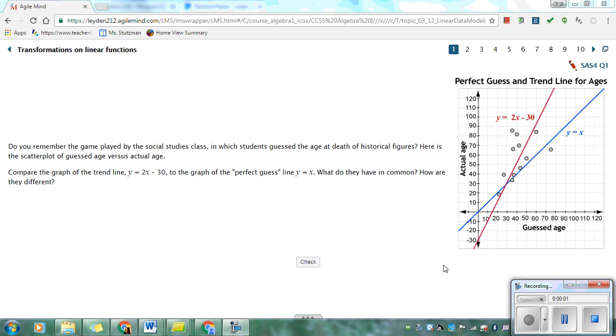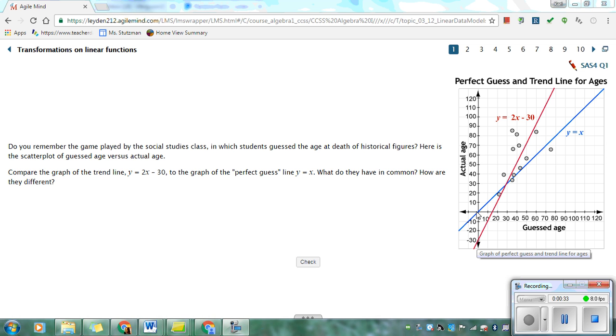Creating linear models for data, exploring transformations on linear functions. What we can see is two different trend lines, so two different graphs, y equals 2x minus 30 and y equals x. The graph of the trend line y equals 2x minus 30 has a y-intercept of negative 30. The graph of the line y equals x, the blue line, has a y-intercept of 0.